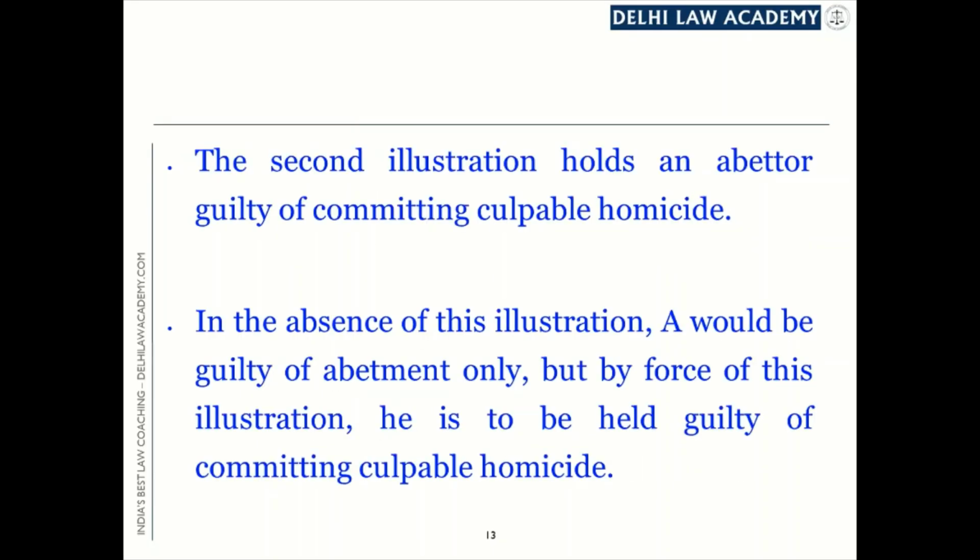From this illustration, we say that an abettor can be held to be guilty of committing the offense proper. In the absence of this illustration, A would be guilty of abetment only because he had instigated B, he had induced B, but by force of this illustration, he is to be held guilty of committing culpable homicide itself. This is the import of this second illustration.